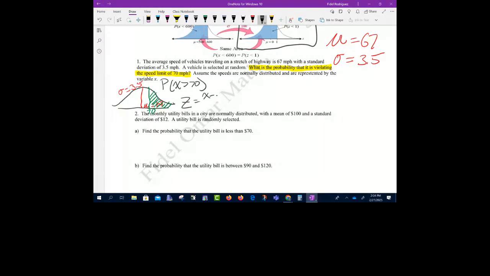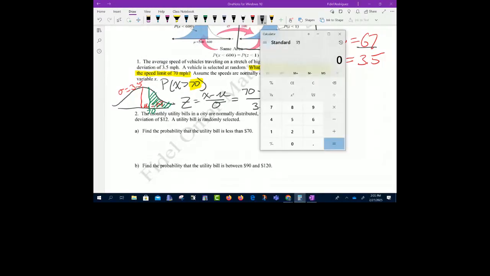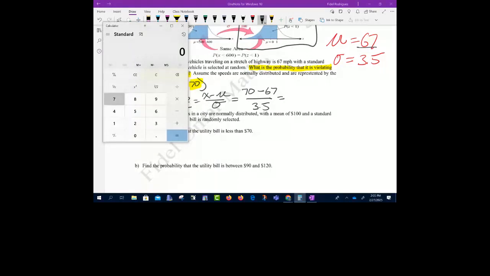I'm going to write out my formula for changing an X value to a Z score. It's X minus mu divided by sigma. So our X number here happens to be the number 70. So I'm going to put a 70 minus my average, which we said was 67, and we're going to divide that by 3.5. So first thing I'm going to do, grab my calculator.